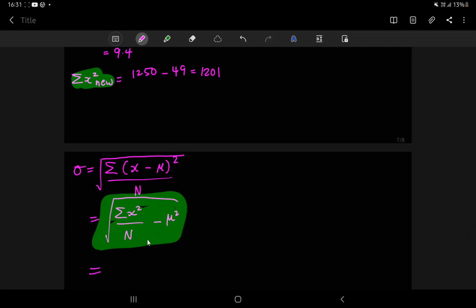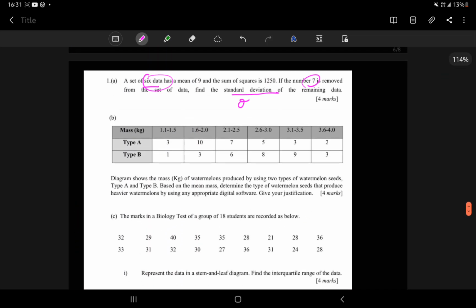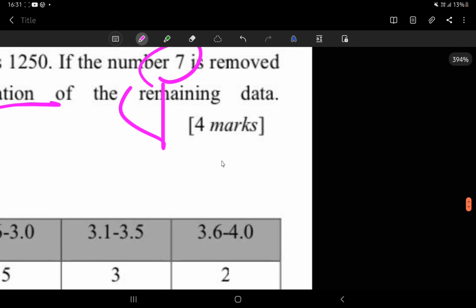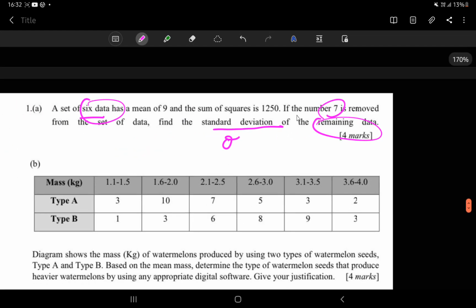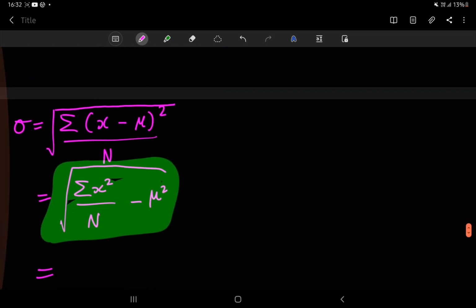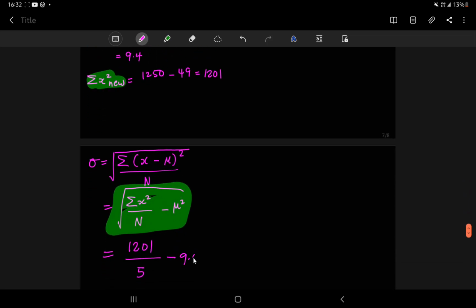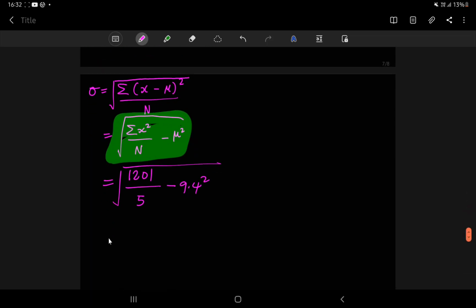So for sum of x square, we use the new one, because we want to find the standard deviation of the remaining data. You need to read this: remaining data, which means that after we remove the number 7, we need to use the new one. So the new sum of square is 1201 divided by n. The new number of data is 5, because we remove 7. Initially the number of data is 6, but we remove one, so it left us with 5, minus the new mean, 9.4. We don't forget to square, and then we get approximately 12.32. So it's very simple.